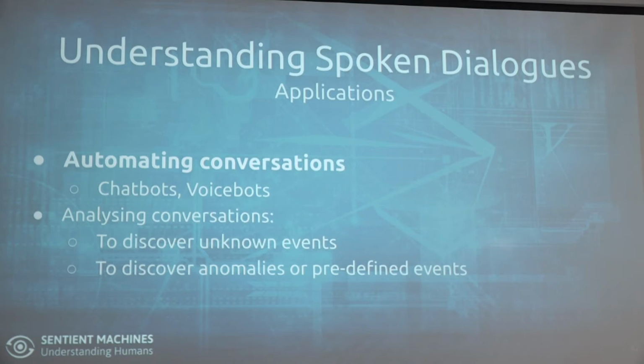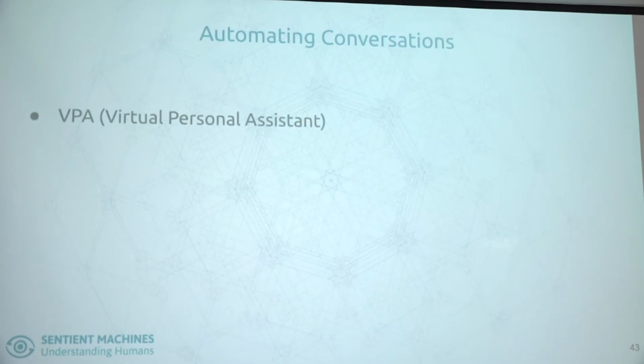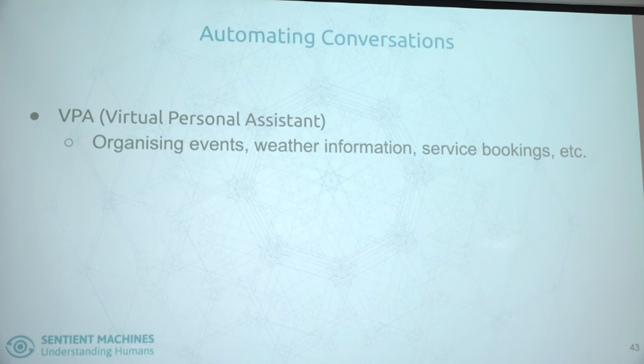Automating conversations, I think this one is quite easy. We all know virtual personal assistants. It all started with Siri. Now we have them pretty much on any phone, and you could use them to, I don't know, get weather information, to inquire about different services, and so on. We have Alexa to do whatever you ask it to do, if it can understand you. So I think virtual personal assistants are quite common nowadays.